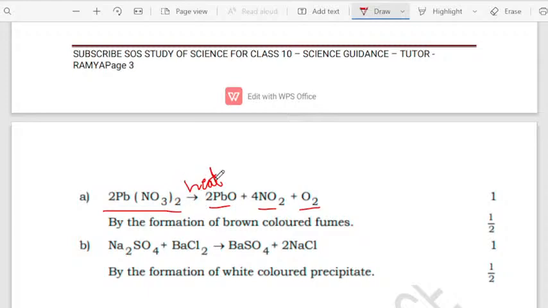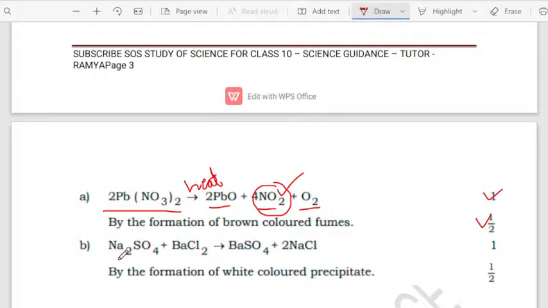So this is how the lead nitrate, when it is heated, gives rise to the products of lead oxide, nitrogen dioxide, and oxygen. After balancing, it looks like this. And you can observe here, what are the changes observed when we heat lead nitrate? You get the brown color fumes, and this brown color fumes is the nitrogen dioxide. So as it is for 3 marks, 1 mark for chemical equation and half mark for observation. What are you observing when this lead nitrate is heated?